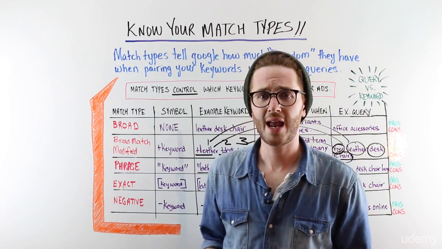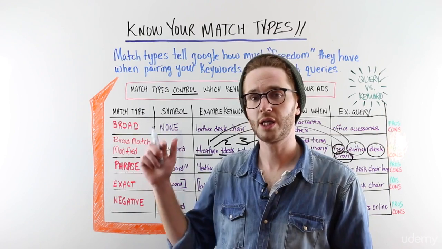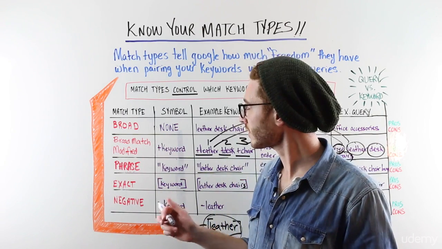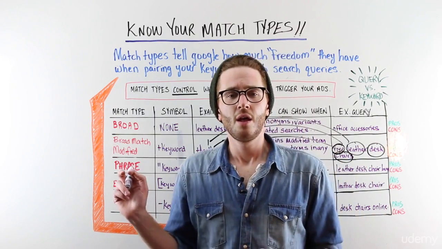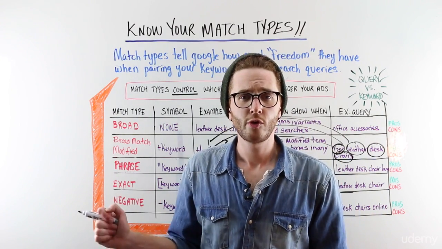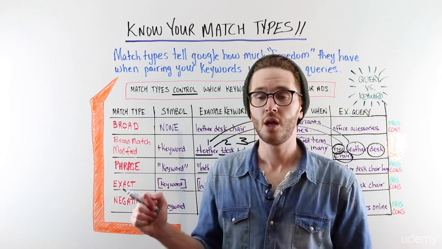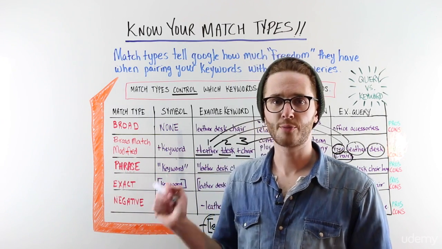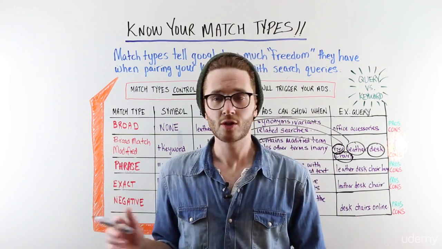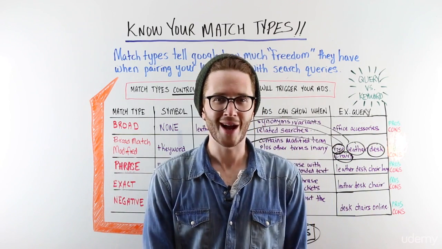And now I want to go ahead and start picking apart each individual match type. Take a look at broad match modified, phrase, exact, and negative. Talk about some more examples, some more use cases, and more specifically, when are good times to use them, when are bad times to use them, and the pros and cons of each. So let's go ahead and first talk about broad match.